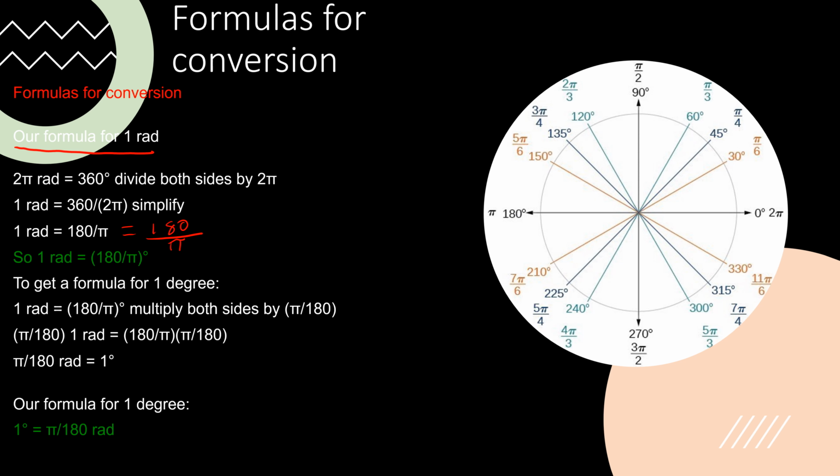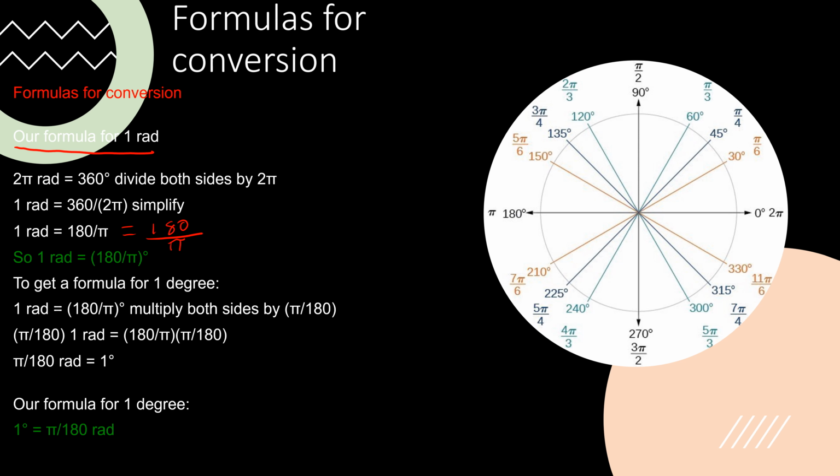We're not going to use the estimated form of radians. We're going to use the exact form, so we're going to leave our answer in terms of pi. So 1 radian is 180 divided by pi degrees. And if you take 180 divided by pi on your calculator, you're going to get roughly 57.3 degrees.